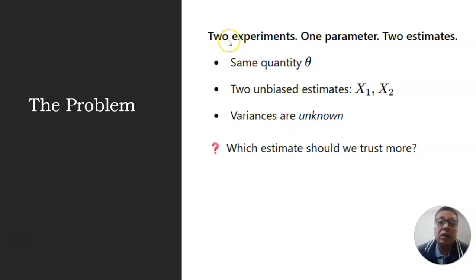So we start with a case with two experiments, one common parameter they are measuring, and obviously there are two estimates. So we are measuring the same quantity theta. Two unbiased estimates x1, x2, variances are unknown. Which estimate should we trust more? Is it a question of discarding some data, taking one of the estimates as a good estimate? Then you are losing half the information. So there are various ways to combine the two estimates.